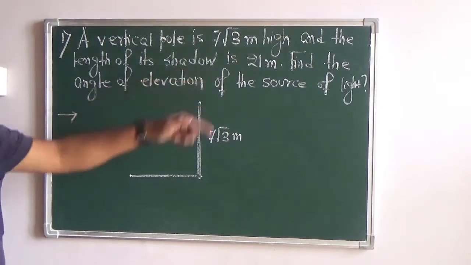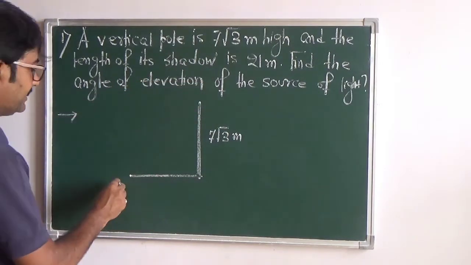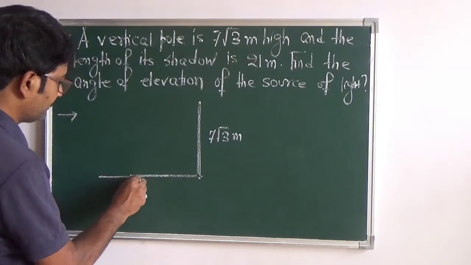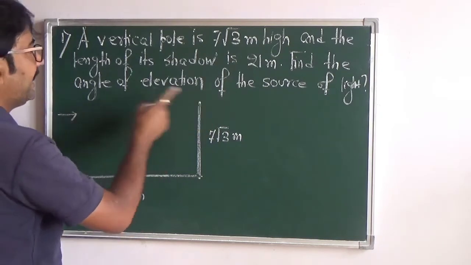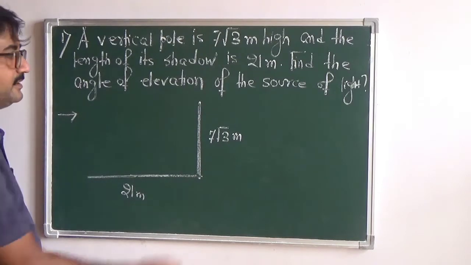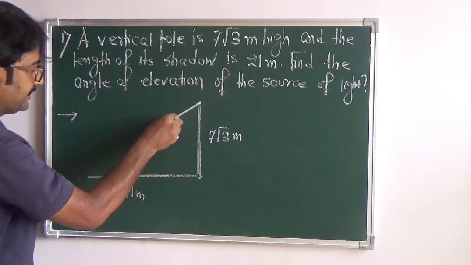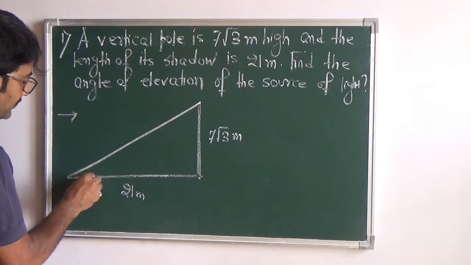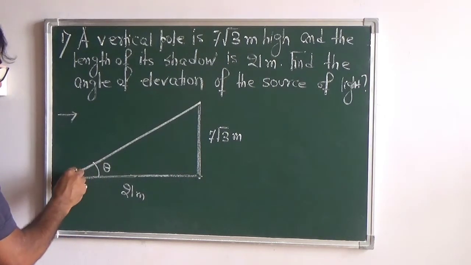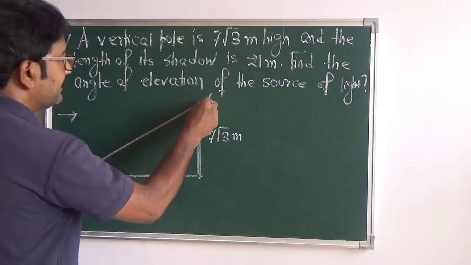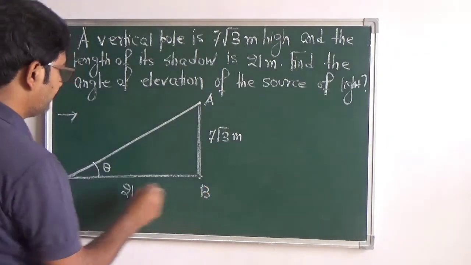And this is the shadow, and the shadow is 21 meters. Find the angle of elevation of the source of light. The light is here, so if you look from this point, this angle you have to find. Suppose this angle is theta. So we name it as A, B and C.